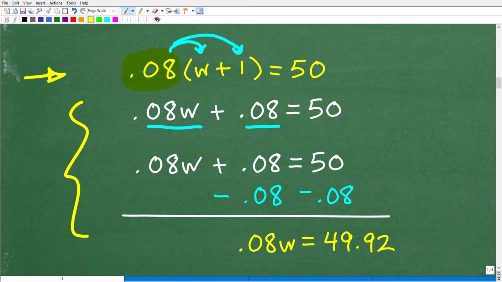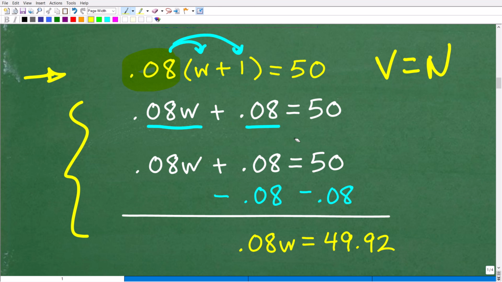You can add whatever you want to both sides, or subtract. You can do more or less anything you want as long as you do it equally to both sides of the equation. So we're going to get all our variable terms on the left and all of our number terms on the right. We have 0.08w plus 0.08 is equal to 50. This is a number. I need to get it over to the other side.